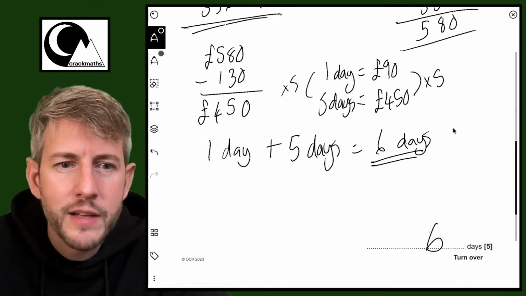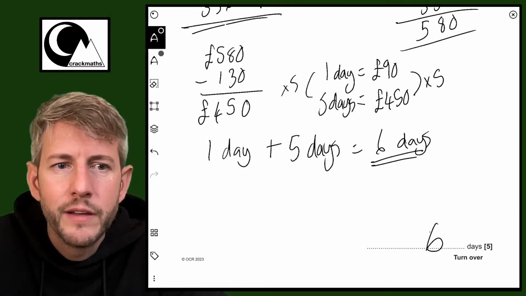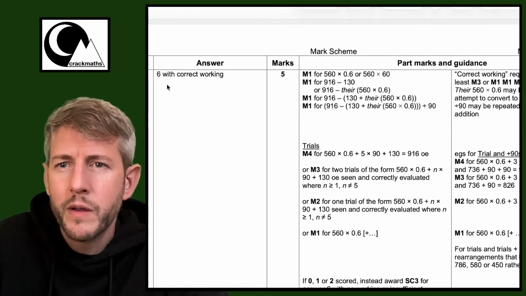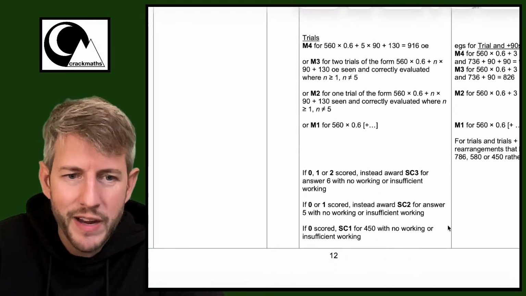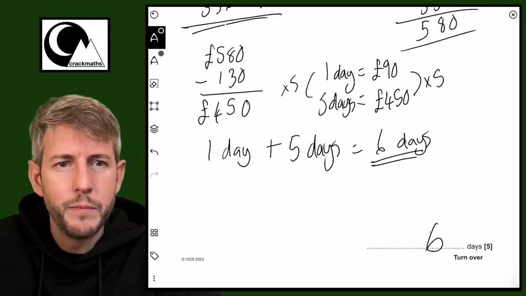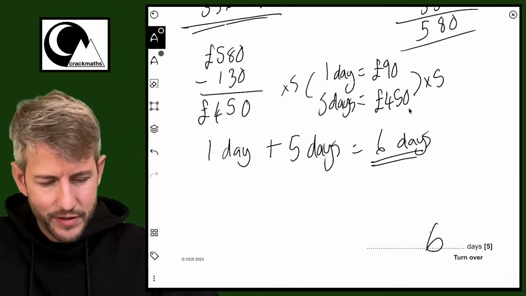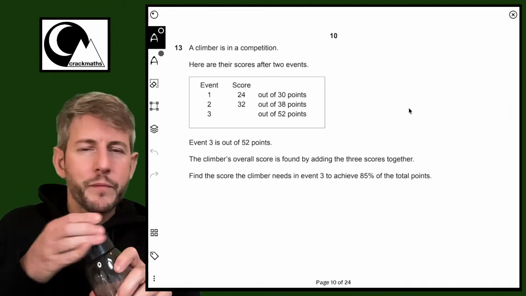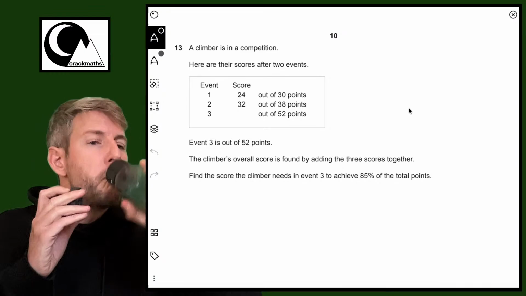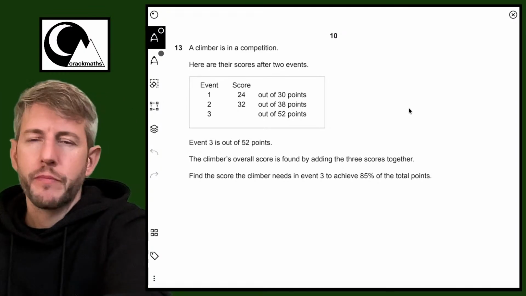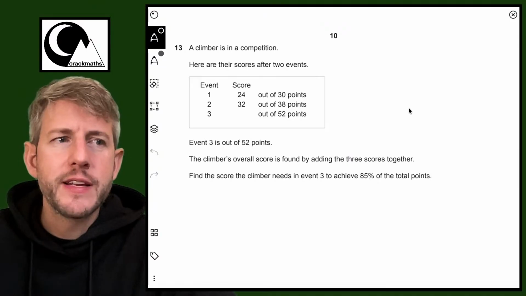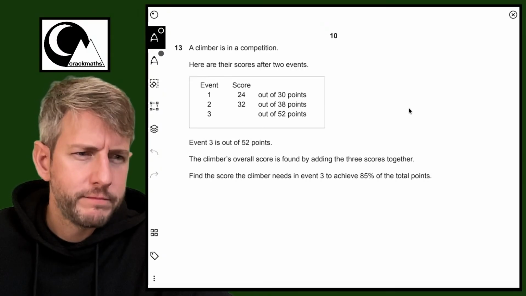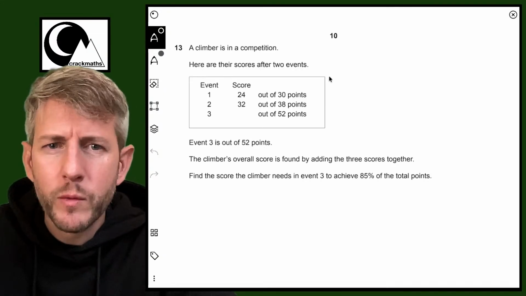Okay, so let's check that on the mark scheme and then move on. So here we go. 6 with the correct working. Okay, great. So let's move on here to the next section. Right, question 13.